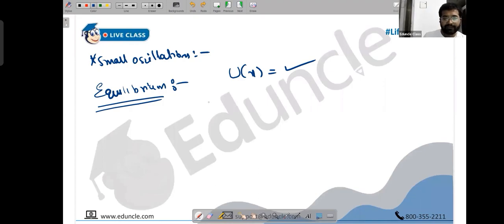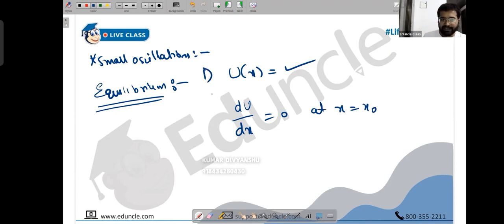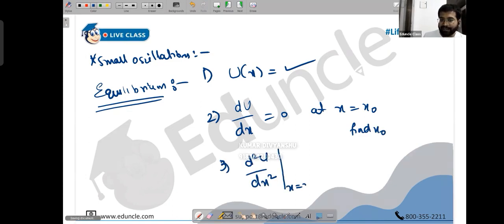Please remember. So U of x will be given to you, and whichever kind of equilibrium, stable, unstable, or neutral, for all the kinds of equilibrium, dU by dx is 0 at the mean position. Using this, you can find the value of x naught first of all. Once x naught is found out, then you find d square U upon dx square. Then you substitute x equals x naught, and the value that you get is known as k.